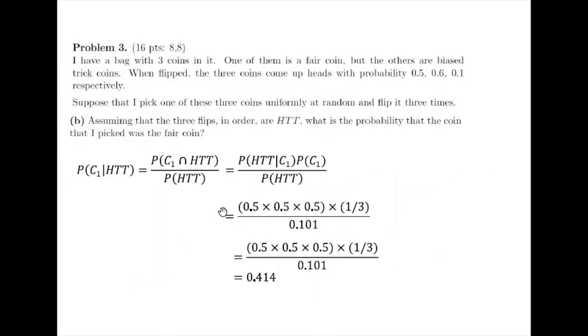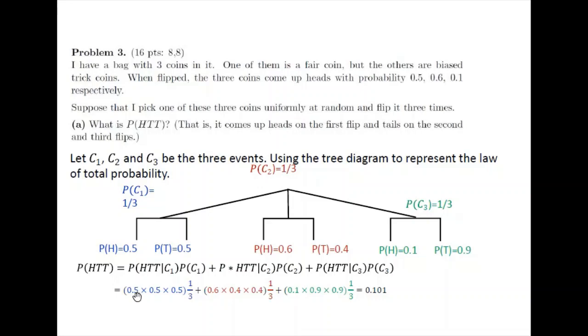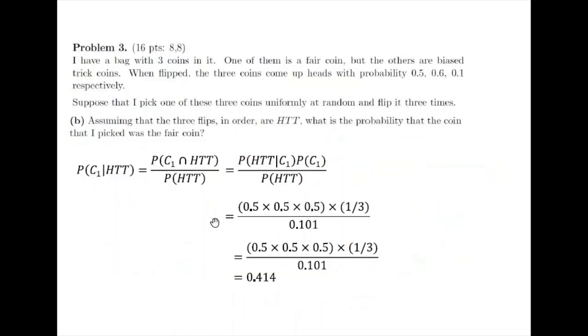So this part divided by the total probability. So the total probability is 0.101, and the probability of C1 is 1 divided by 3, and because C1 is a fair coin, the probability of H and T are equal, so it's 0.5 times 0.5 times 0.5, and that's the answer.